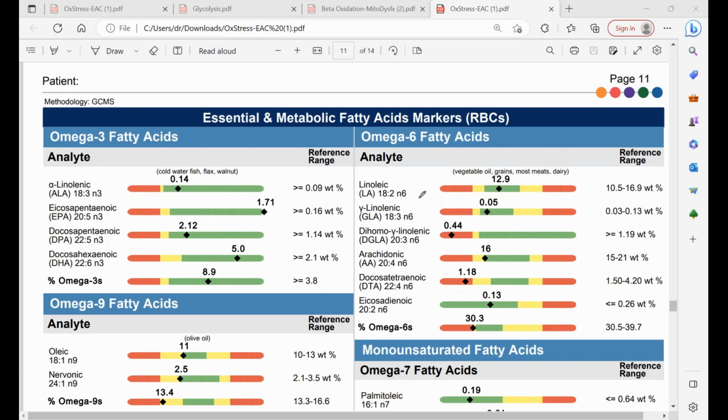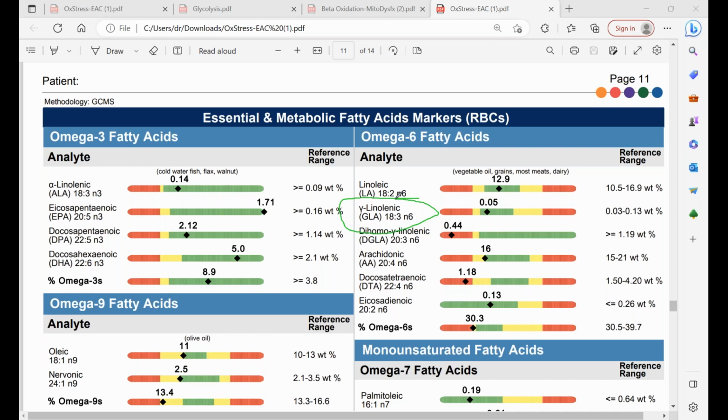So this person you would want to give GLA to. The usual dose is around 250 milligrams twice a day. You can get it from borage oil or evening primrose oil. All the companies carry a GLA product, and you'd want to give 1 capsule twice a day as a minimum, and then redo the test in about 6 months.